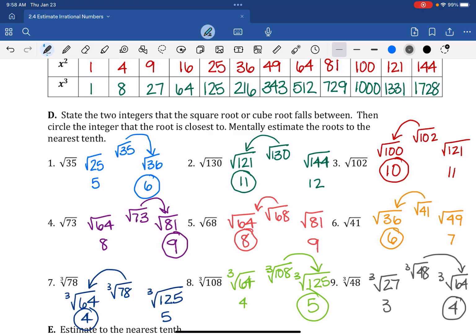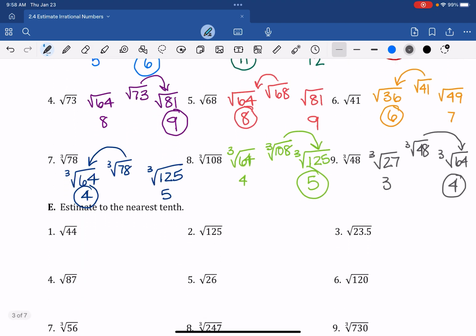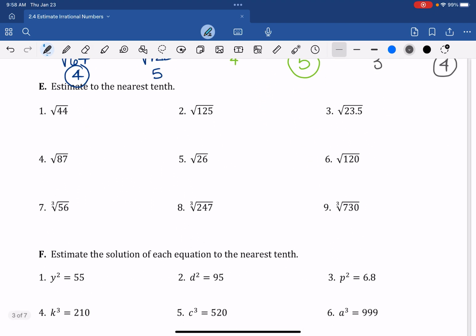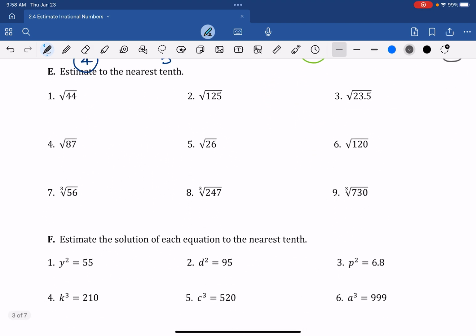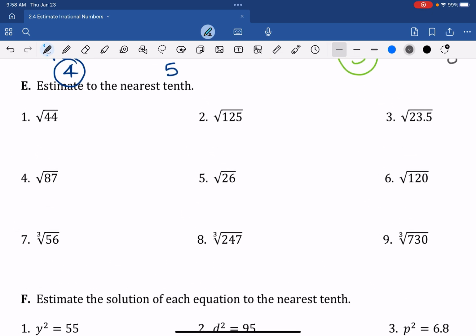So take a minute and pause if you need to. You can watch it again, and then let's move on to the next section. You will still need your perfect squares chart. I'm going to kind of do mine without, I guess.